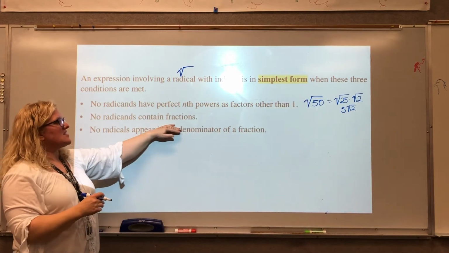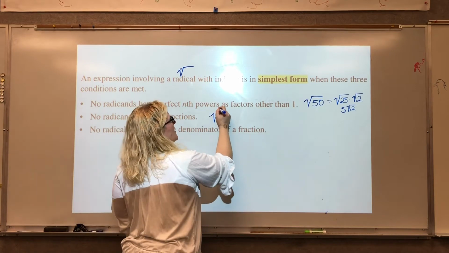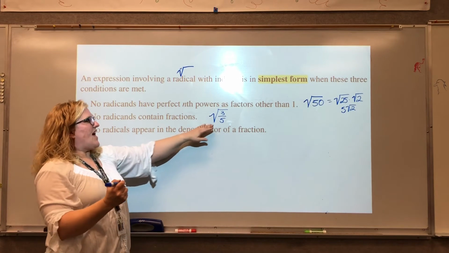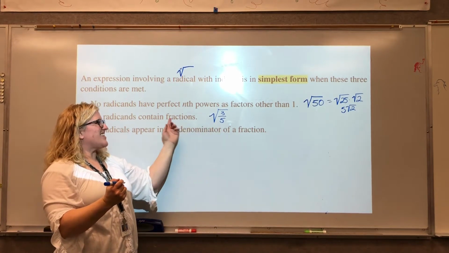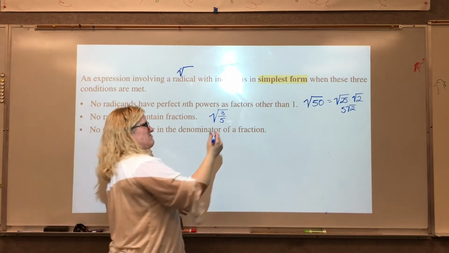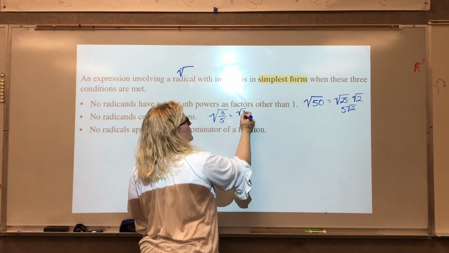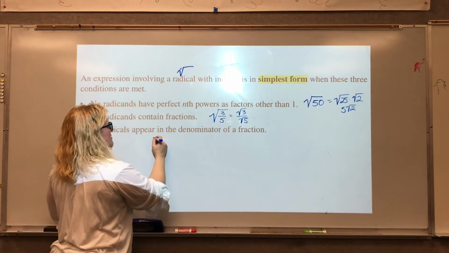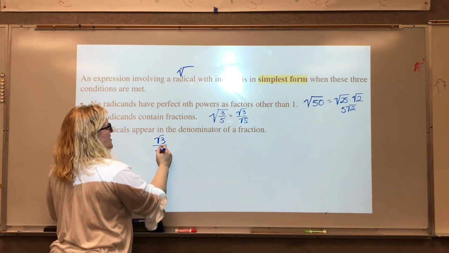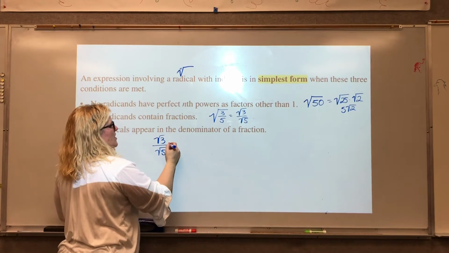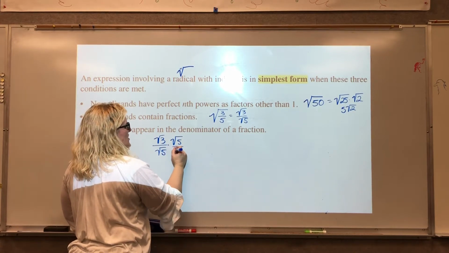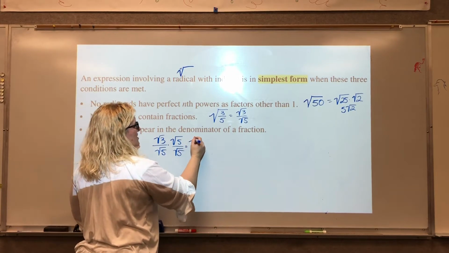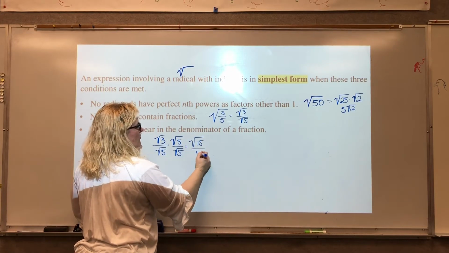No radicands contain fractions, so I can't have the square root of 3 over 5. That one is easy to fix because all you do is the square root of 3 over the square root of 5. But then that leads us to the next one, which is that you can't have a square root in the denominator. So in this case, with square roots, I would just multiply it by itself down here, and I would get the square root of 15 over 5.